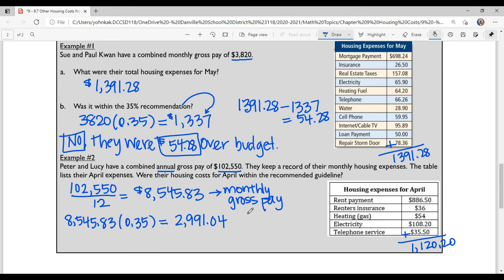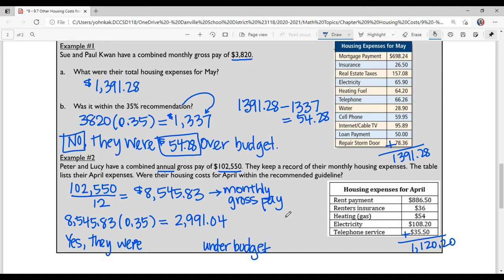So if I'm supposed to spend a maximum of 2,991 and I spent 1,120, it looks like I'm under budget. So yes, it was within the budget. They were under budget, and we need to figure out just how much under budget they were.